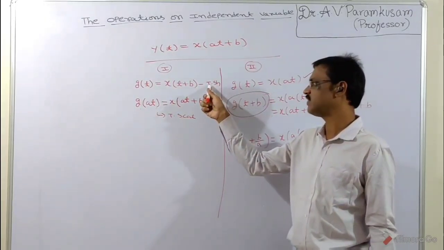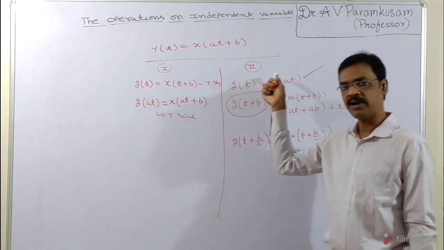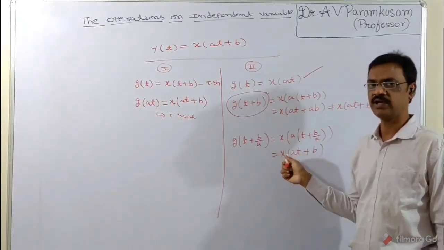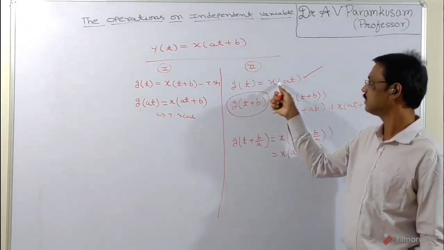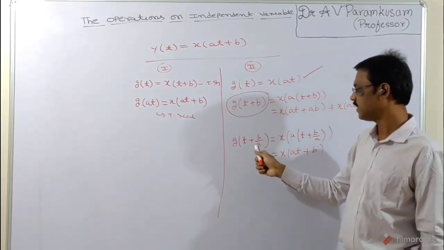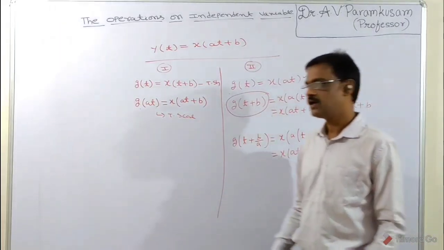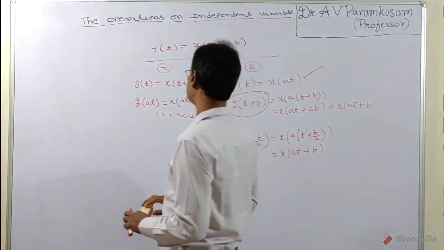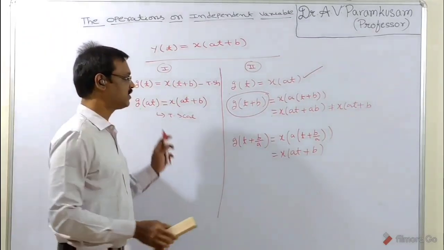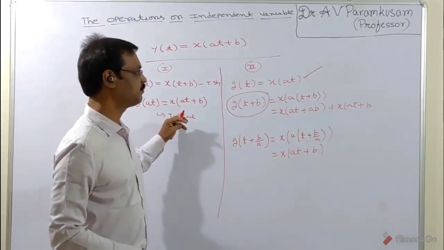By applying time shifting as the first step and time scaling as the second step, we get it. By applying time scaling as the first step and time shifting as the second step, we get it. But just observe that after time scaling gives x of a t, in time shifting it is not simply t plus b, but t plus b by a. So that is the idea. Now we solve some problems by using the first procedure, because it is the simpler procedure.